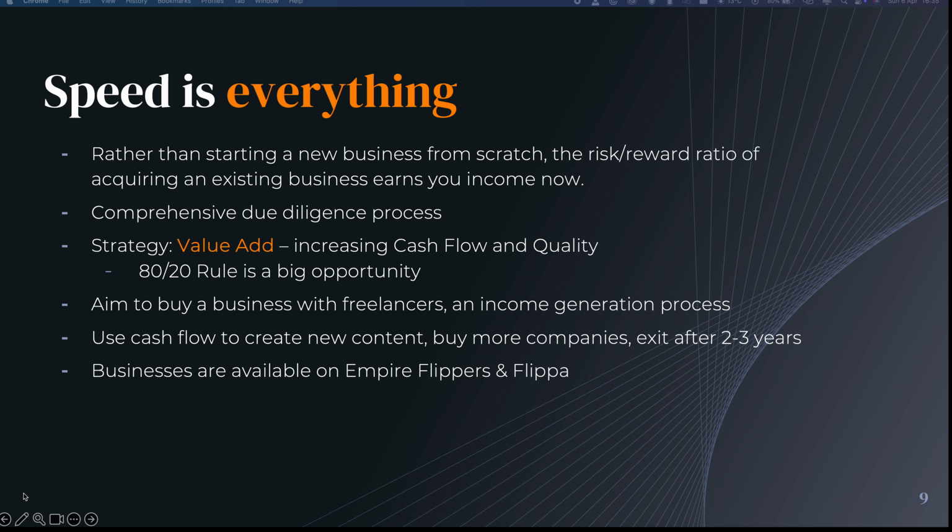You gotta know, speed is everything. A new business is very uncertain to be successful. If you consider the risk-reward ratio, you are much more certain to earn money with an existing business than with a new one. To understand which business you should buy, you need to have a good due diligence process. The strategy you should aim for is value add. Your goal is to increase the cash flow and the quality of the business. Also, you buy a cash flow generating machine.